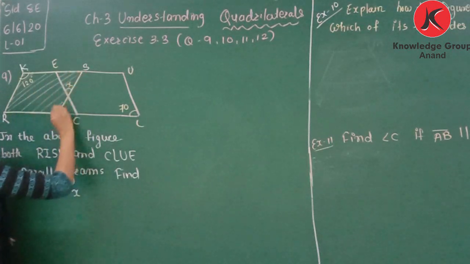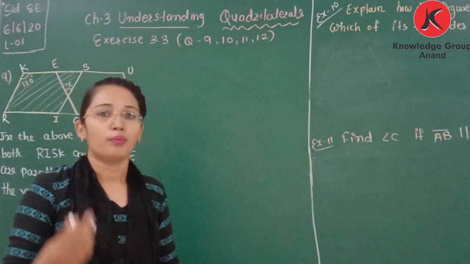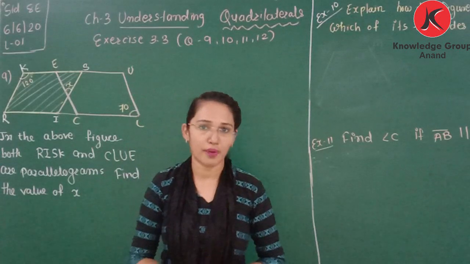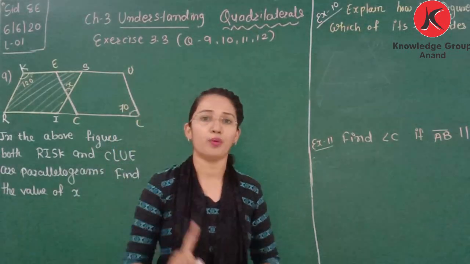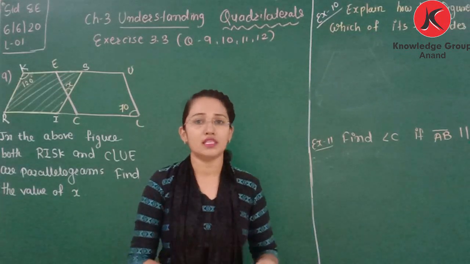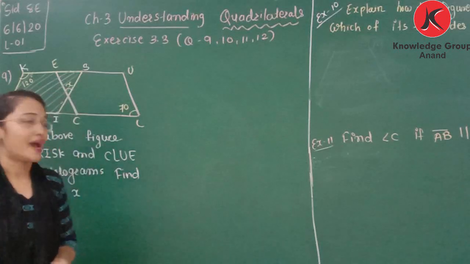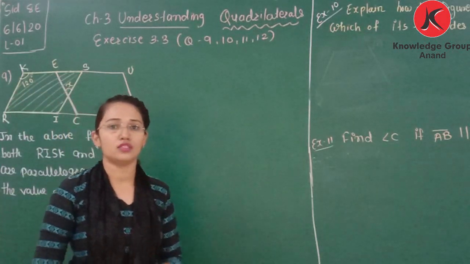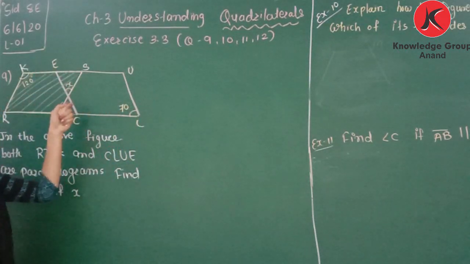Now first of all, I already told you, whenever you solve an example related to parallelograms, you must remember the properties of a parallelogram. Which properties? Opposite sides are equal, opposite angles are equal, adjacent angles are supplementary and diagonals bisect each other. Adjacent angles supplementary means the addition of adjacent angles is 180. So this is the parallelogram.